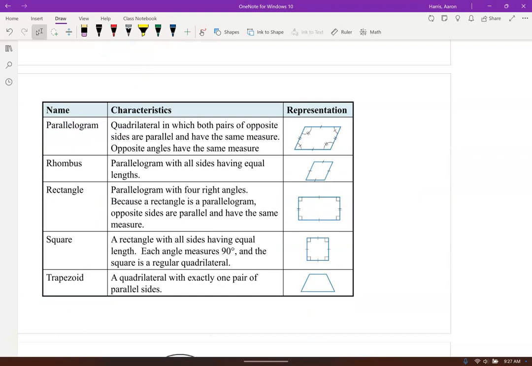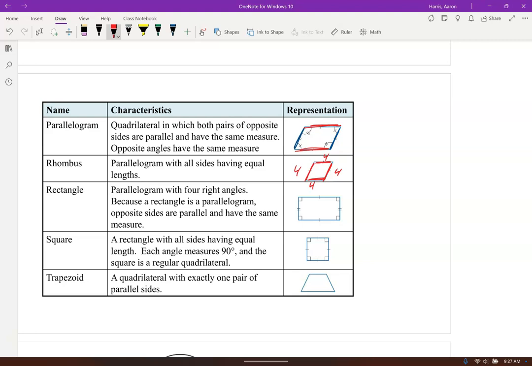A little bit more here with some characteristics of some four-sided figures. A parallelogram means we have opposite sides that are parallel, right? So this side parallel, this side parallel. And so the opposite sides will also be equal in measure. A rhombus is a parallelogram, but all the sides are equal lengths. So opposite sides are parallel, but not only that, they're all equal in length as well. So the rhombus takes the parallelogram a little further.